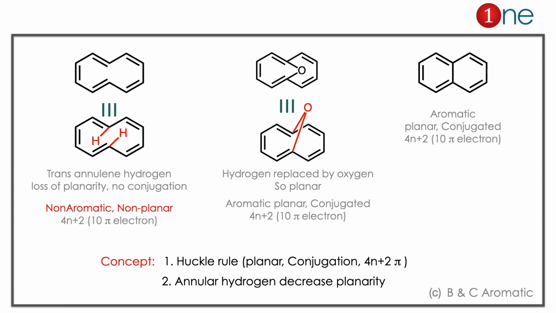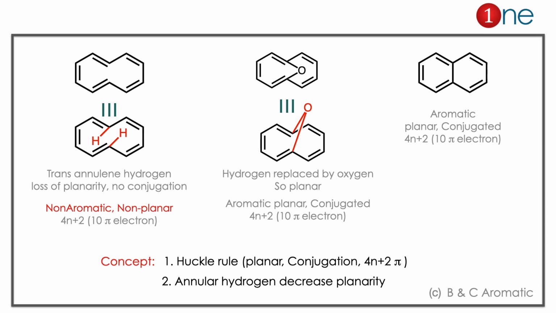Second, the same system attached with oxygen. Here the hydrogens are replaced by oxygen. So there is no annular hydrogen steric effect. The oxygen relieves the strain, so you have aromaticity there. Third is naphthalene. Everybody knows it's aromatic: 4n plus 2 pi electrons, planar and conjugated. So definitely A is non-aromatic, B is aromatic and C is aromatic. So the answer is C.